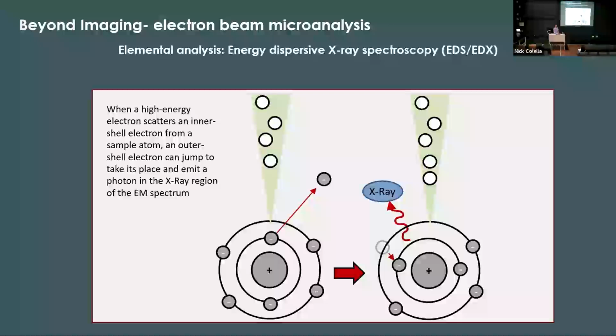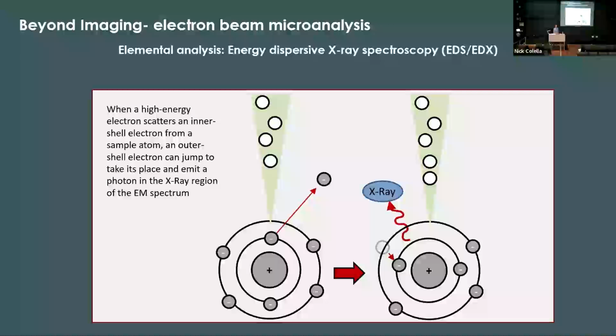So starting with what I've called here electron beam microanalysis, that's going to encompass both EDS and WDS, which are different ways that we can measure the elemental composition of the sample. EDS, some of you might be familiar with, stands for energy dispersive spectroscopy.